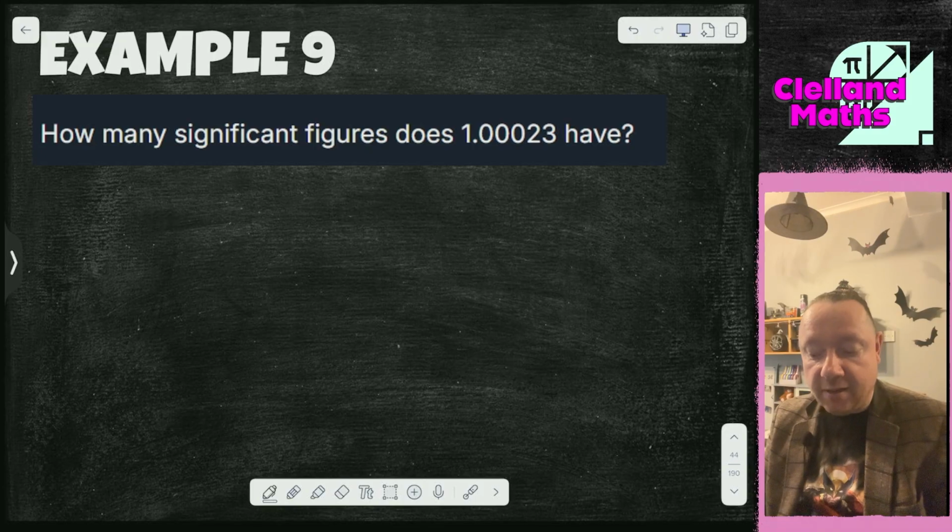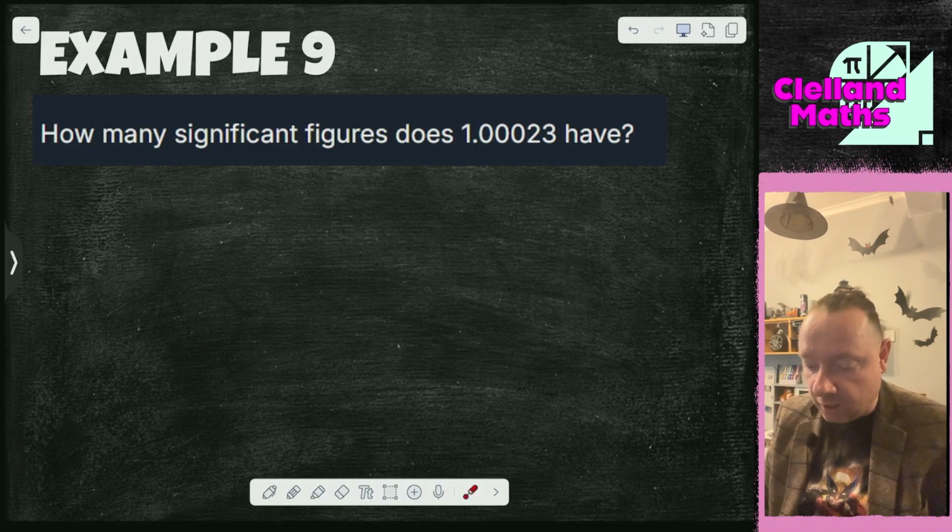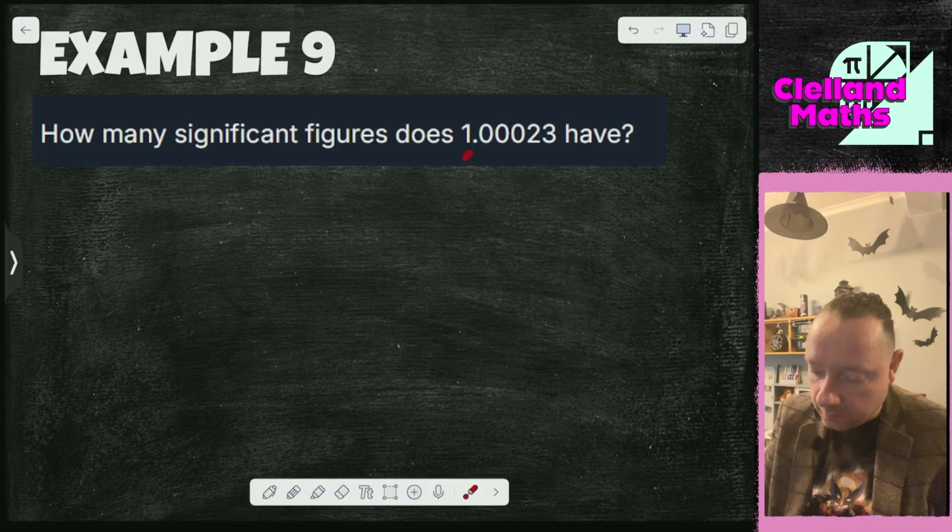Example 9. How many significant figures does this have? Well, as soon as you start counting, you don't stop. 1, 2, 3, 4, 5, 6. It's got 6 significant figures.